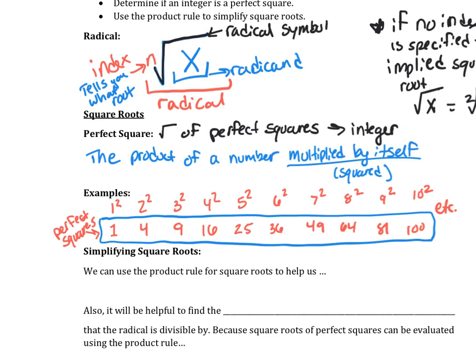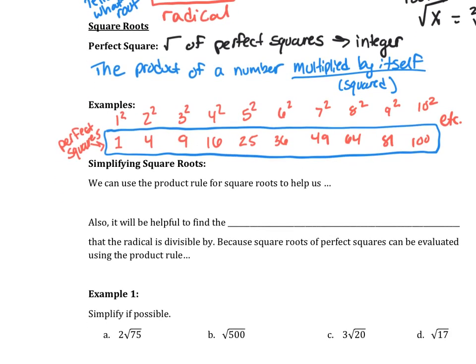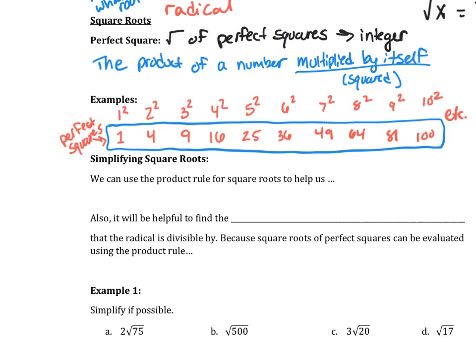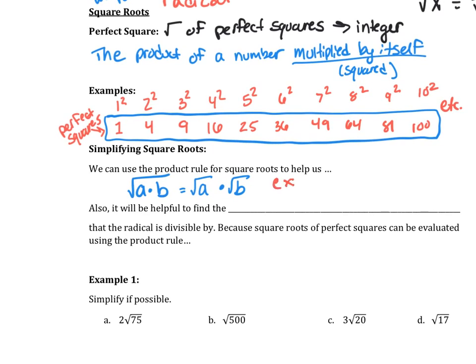And so we can use the product rule for square roots to help us simplify square roots. The product rule says if we have two numbers that are being multiplied underneath a square root, then we can split up that multiplication and have the square root of the first times the square root of the second. So for example, if we have the square root of 12, we could write that as the square root of 4 times 3, because 12 is 4 times 3. And then since we have a multiplication of two numbers inside a square root, we could use our product rule and split that up and have it be the square root of 4 times the square root of 3. Okay, so that's using the product rule.